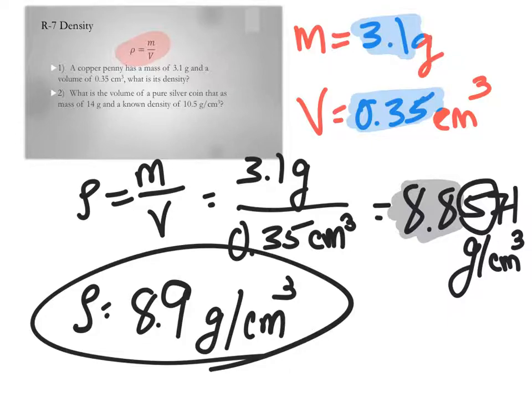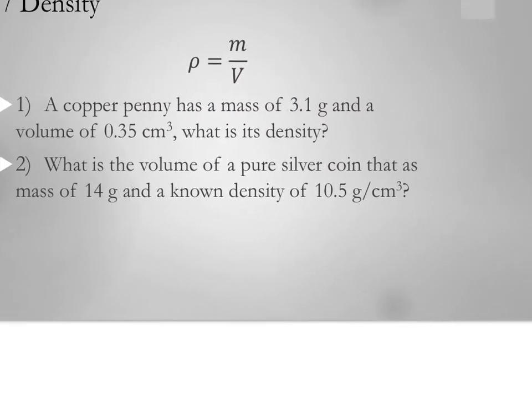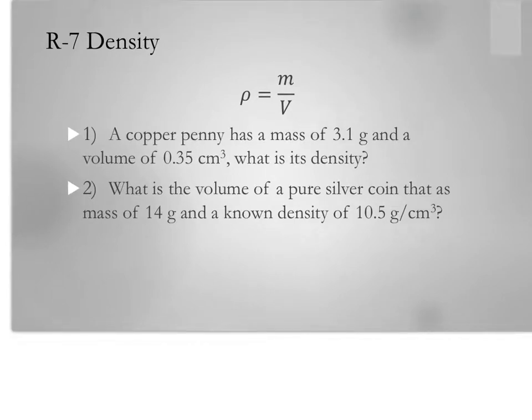Now, let's delete all of this. We can do problem 2 there, which says, what is the volume of a pure silver coin that has a mass of 14 grams and a known density of 10.5 grams per cubic centimeter? So move that back up. And so what we have here, it says what volume. So what you could do is take that equation and rewrite it to solve for volume. So volume is going to be equal to the mass divided by the density.